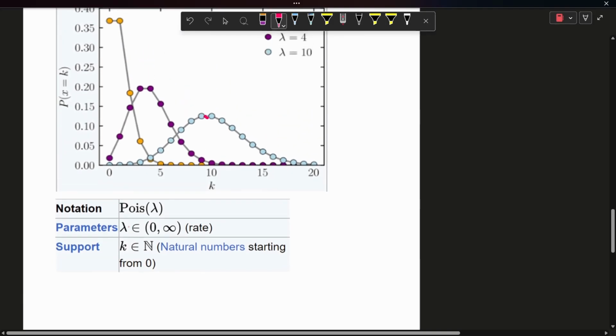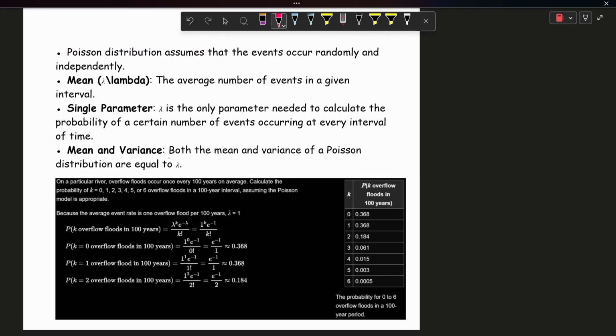Here is the notation. This is Poisson, also known as lambda. The parameters are lambda that belongs to 0 to infinity. Lambda can be any value here in between 0 to infinity. And k belongs to natural numbers starting from 0. Mean and variance for this Poisson distribution are equal to lambda only.